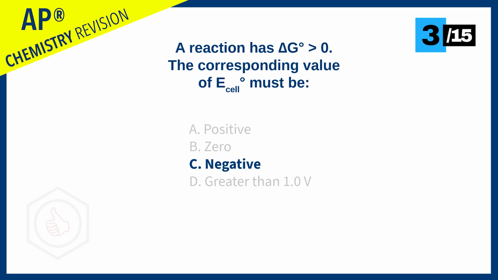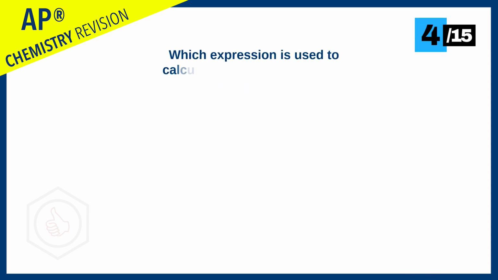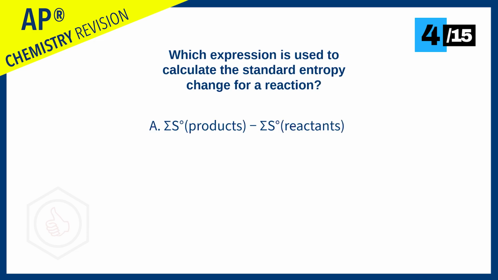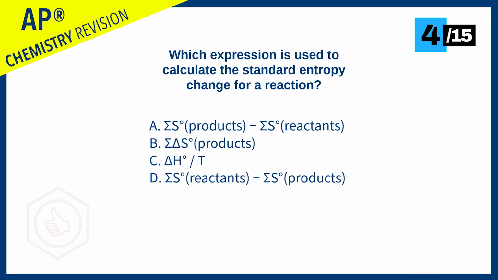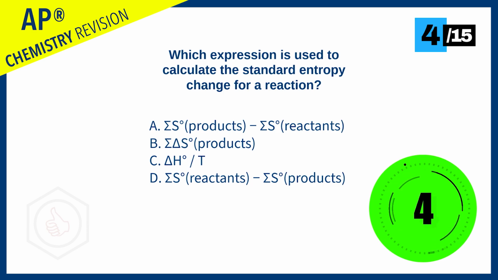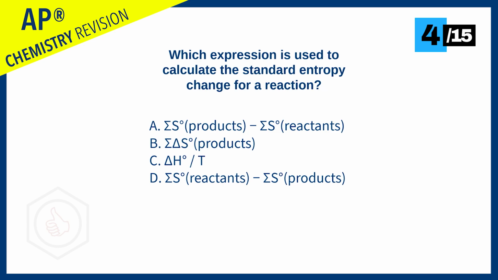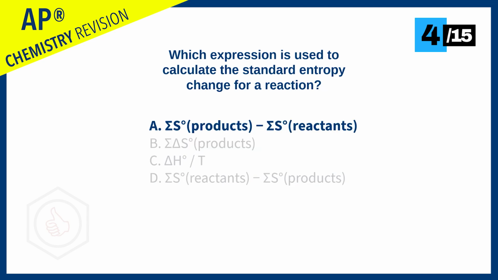Which expression is used to calculate the standard entropy change for a reaction? The sum of standard entropies of products minus the sum of standard entropies of reactants, the sum of standard entropies of products, the enthalpy change of the reaction divided by temperature, or the sum of standard entropies of reactants minus the sum of standard entropies of the products. The answer is the sum of standard entropies of products minus the sum of standard entropies of reactants, with the standard entropy change for the reaction being the difference between the two.